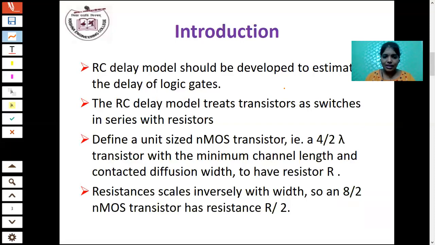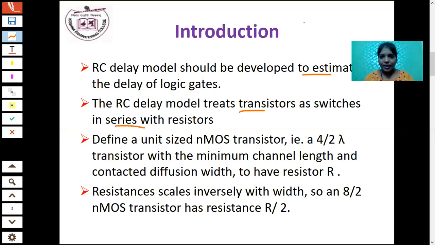This RC delay model is generally developed to estimate the delay of the logic gates. Here, we know about the CMOS transistor. The CMOS transistor is a combination of the PMOS and NMOS circuit. Here we are going to treat the transistor as a switch, along with the resistance in series. Already I told you in the first lecture in unit 2 that generally the delay is measured with the help of the resistance and capacitance.